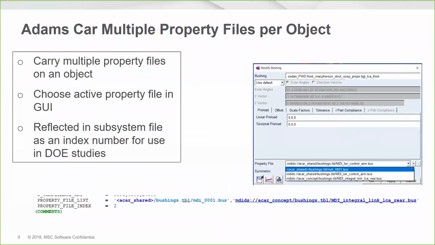Also new in this release from Adams Car, we've got multiple property files per object. This means that an object can carry multiple property files in its definition, and then you're choosing the active one in the GUI, and that's reflected back in the subsystem file. It comes along with an index number, which would be great for using in DOE studies when we need a scalar value of a factor that we're modifying.